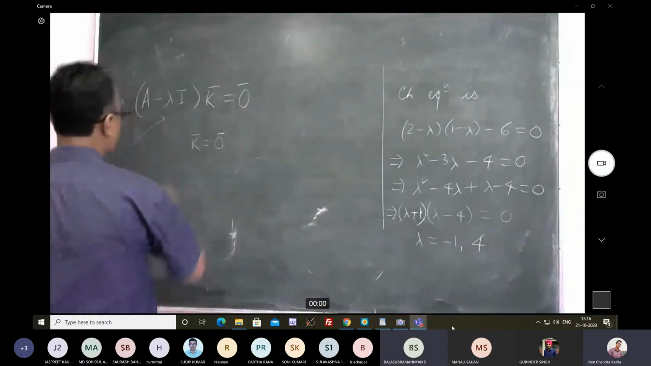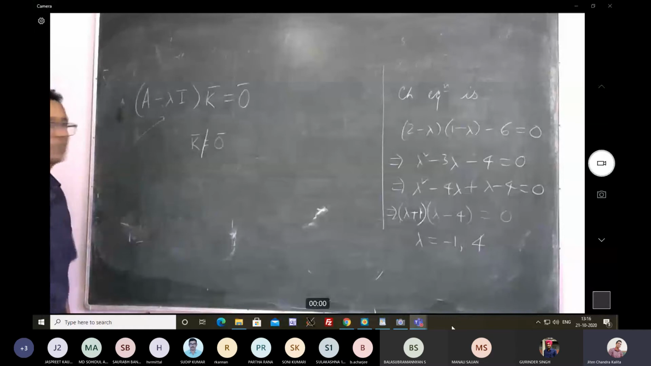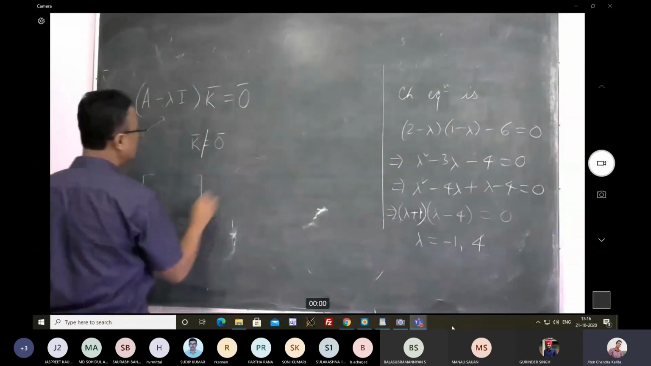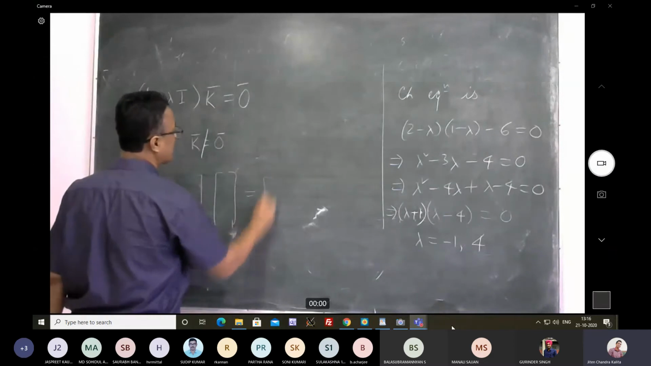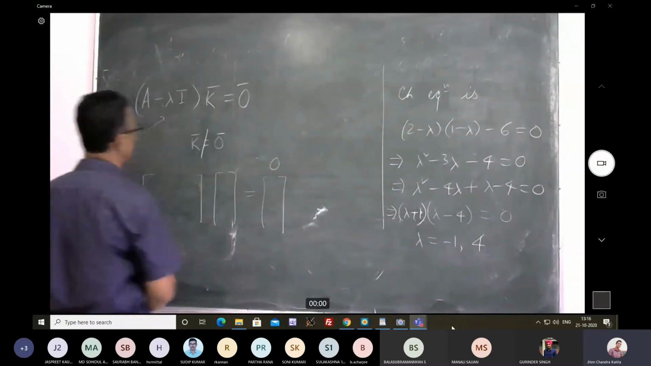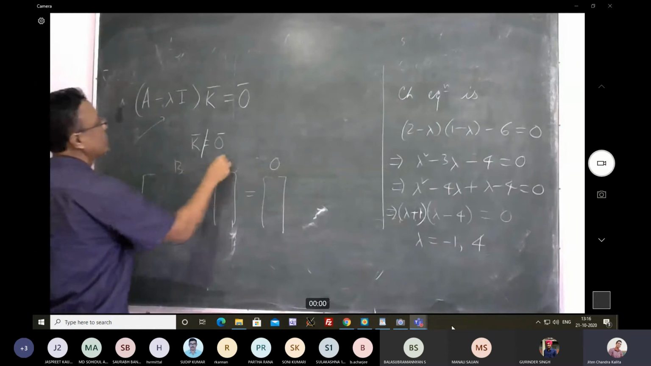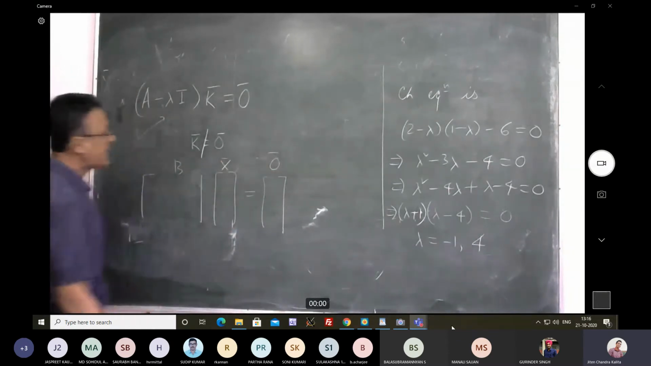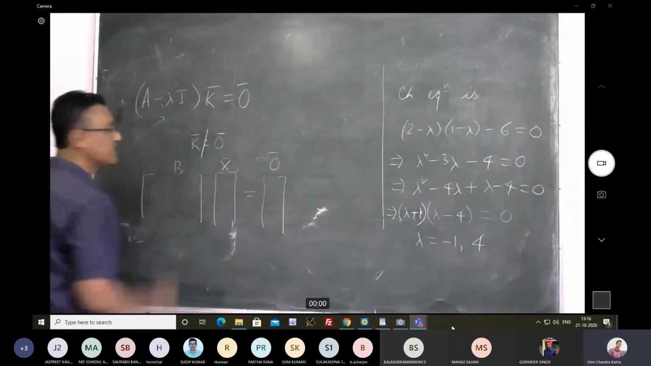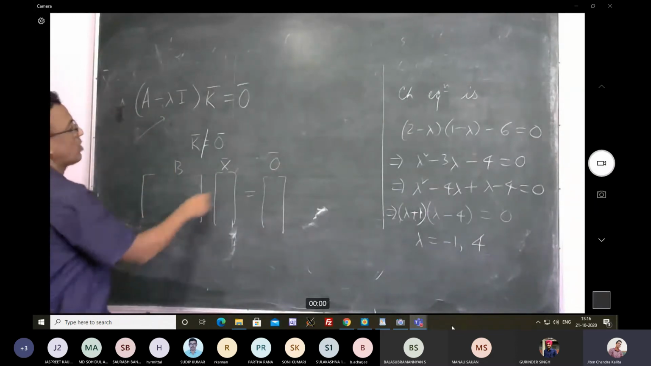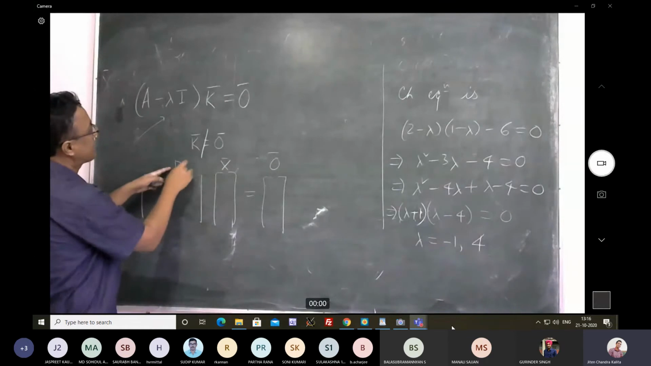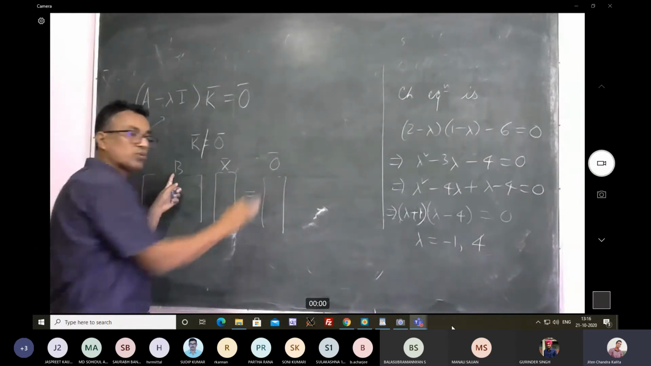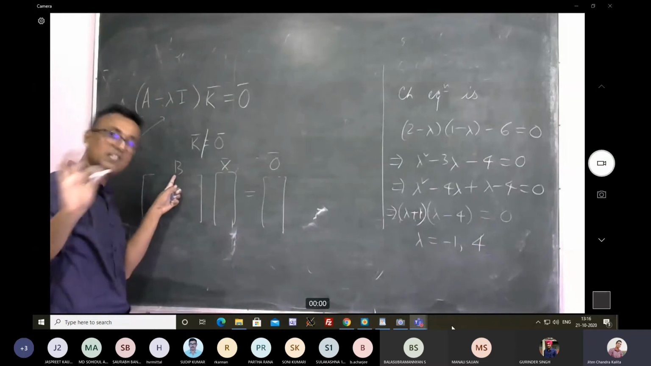See, I am seeking solutions like this. I have something like Bx equal to 0, right? So if I have this, and if I am seeking a non-zero solution, because if B is invertible, definitely you are going to get a unique solution. That solution is going to be simply the trivial solution. Is it okay with everybody?